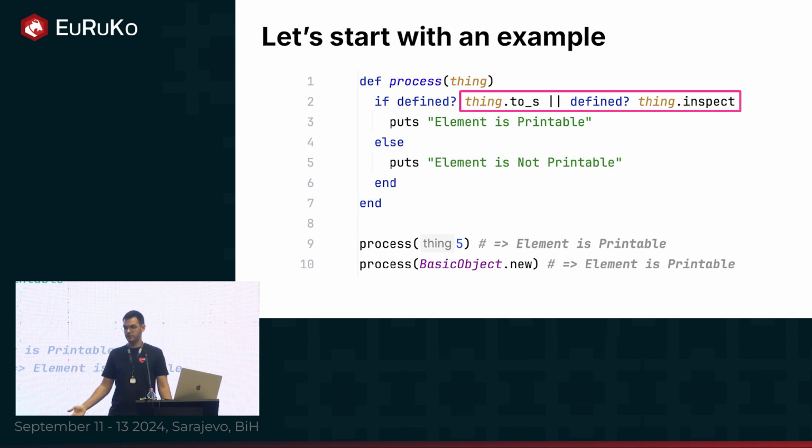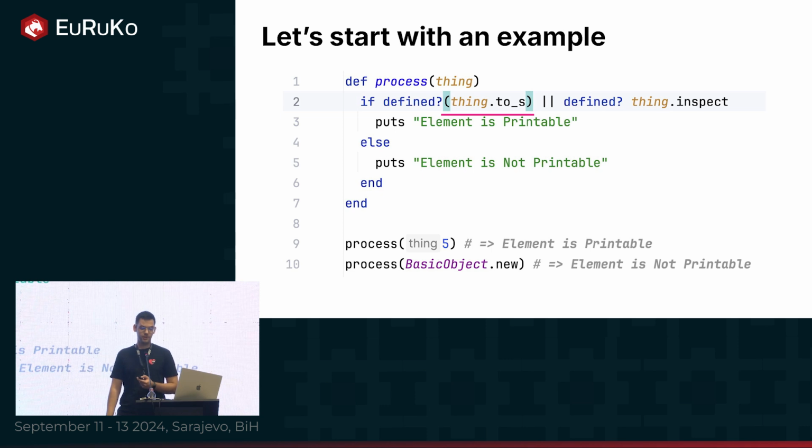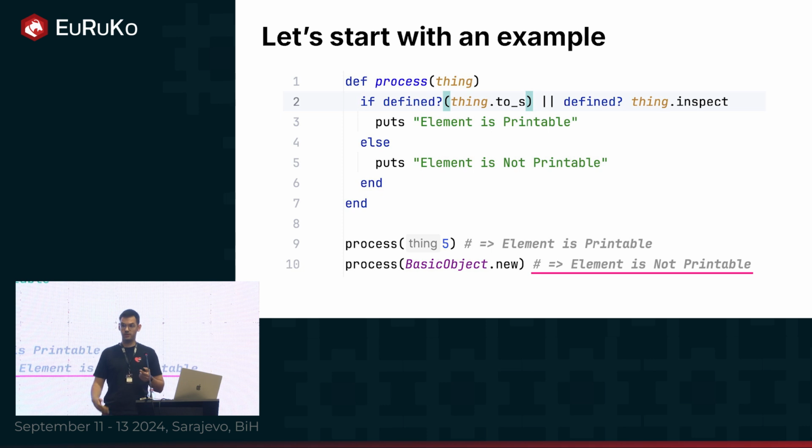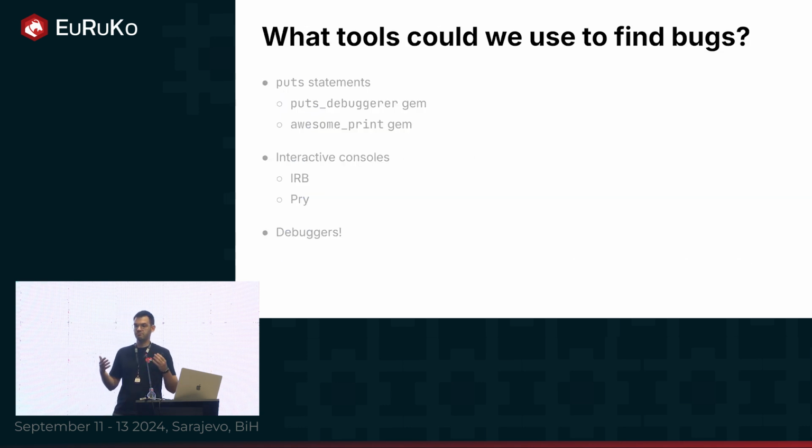We can fix this issue by adding a couple of parentheses for the first part of the if condition. And after that, our output will be correct. So now process of BasicObject prints "element is not printable". This was a pretty basic example with an almost obvious bug, but what tools could we use to find real bugs in real Ruby code?